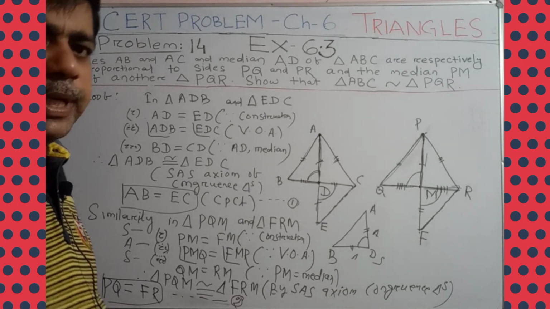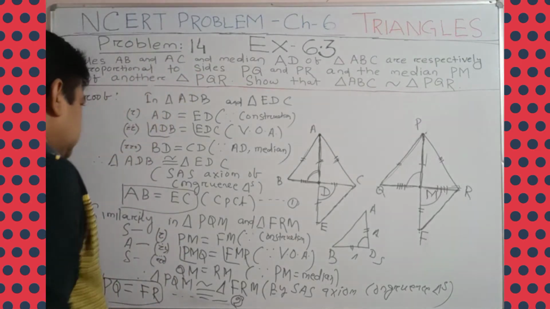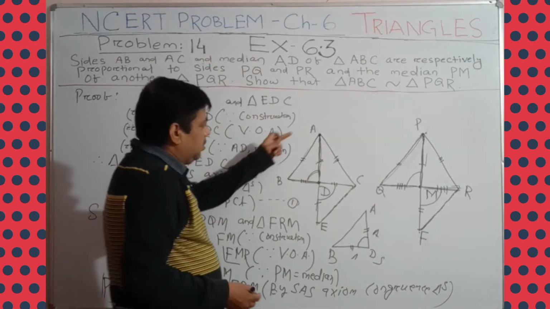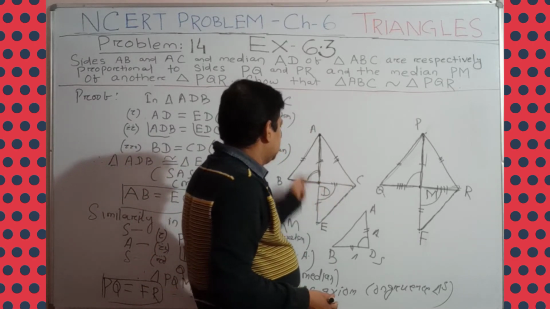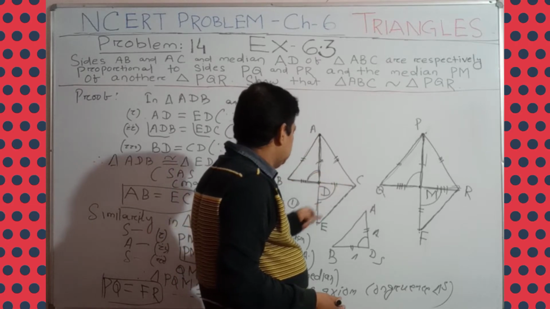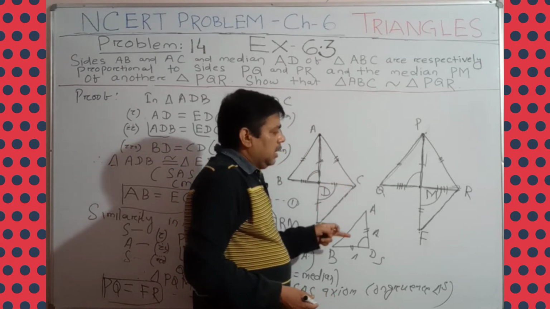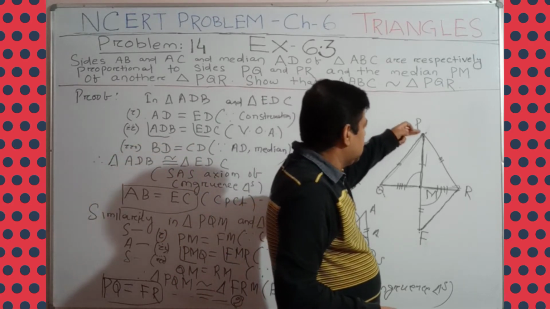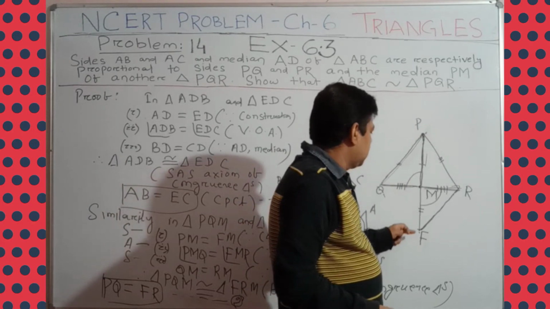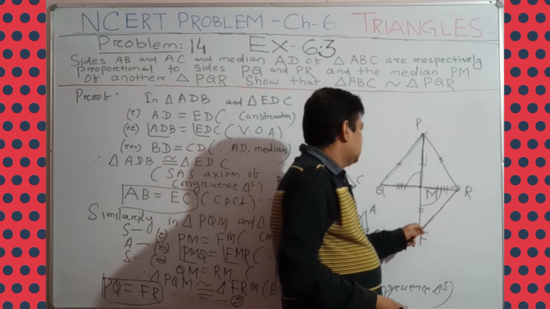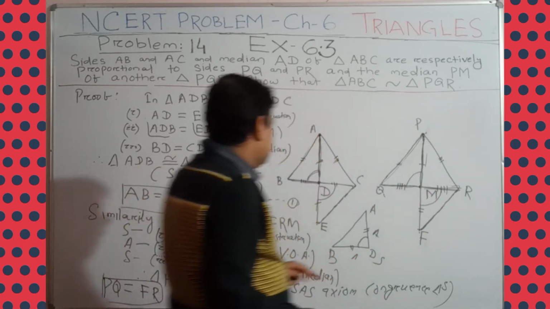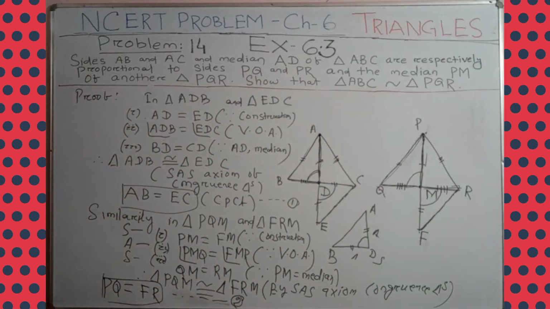Understood? Okay. So in the first case, when we proved triangle ABD congruent to triangle ECD, we got AB equal to EC. And again, by proving triangle PQM congruent to triangle FMR, you see PQ is equal to FR. As a result, this is what we got.